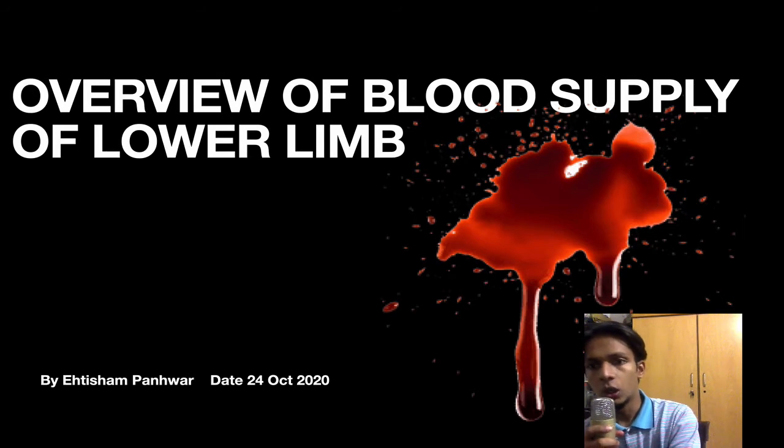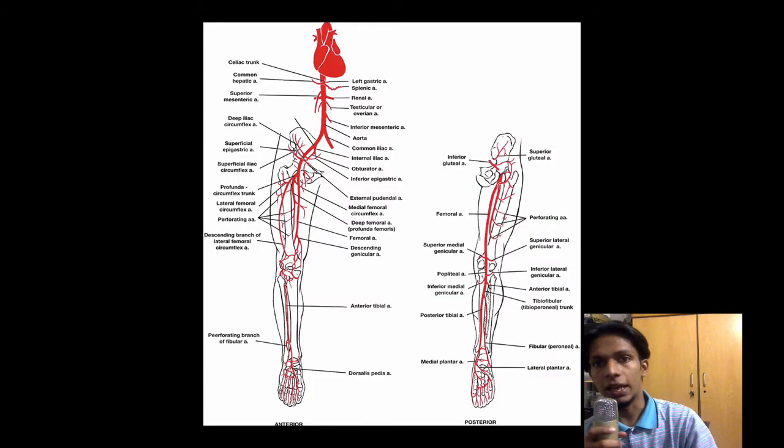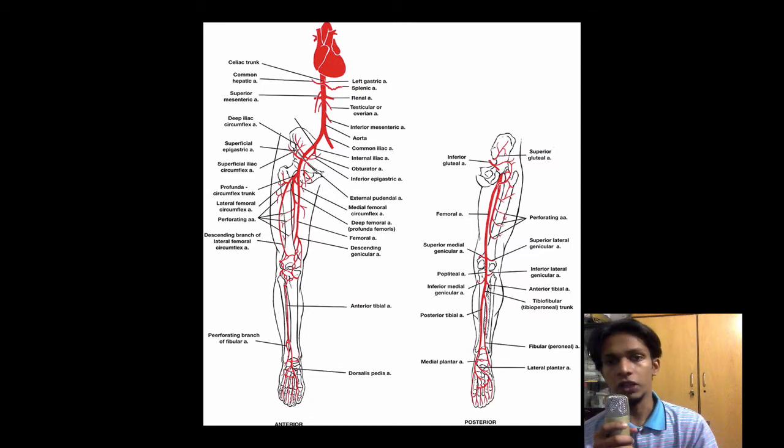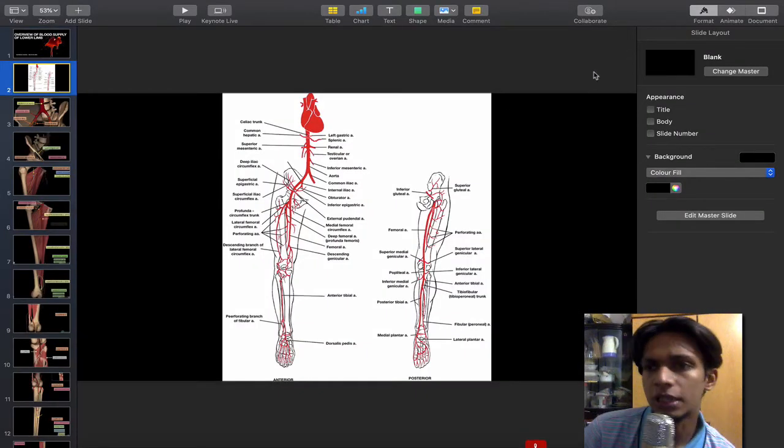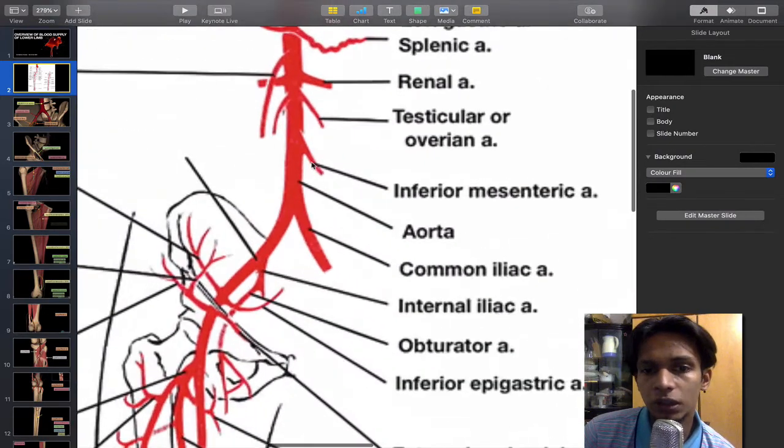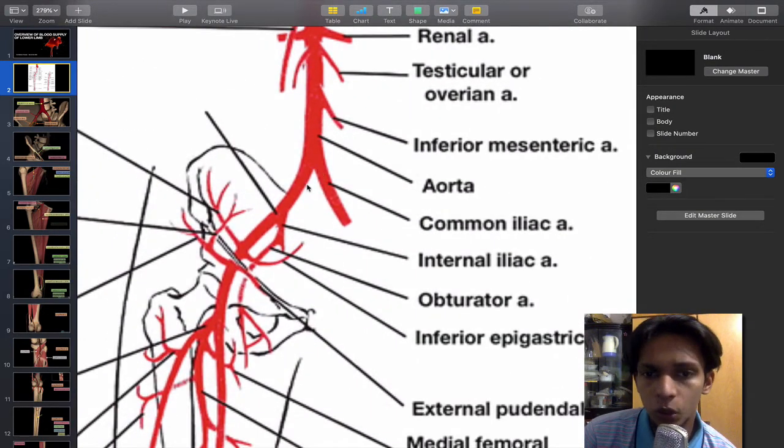In this video, we will discuss, from the beginning to the end of the leg, what the main arteries in the lower limb are. First of all, we get the abdominal aorta, which is going to bifurcate into the common iliac arteries. It gives off two common iliac arteries, which will supply both the lower limbs.